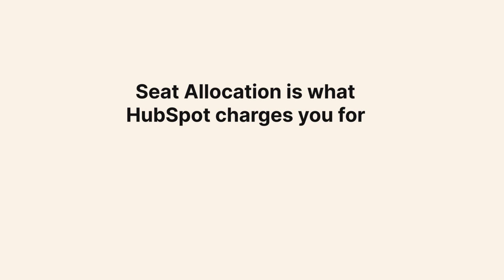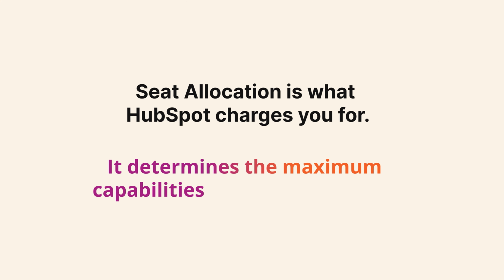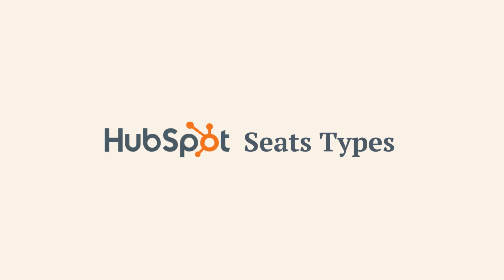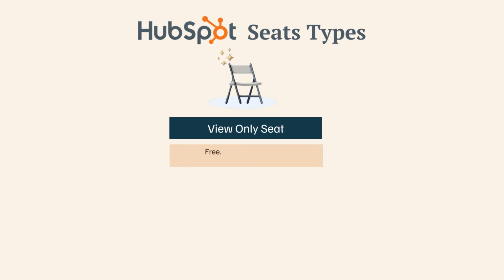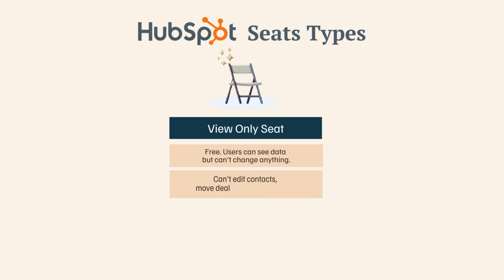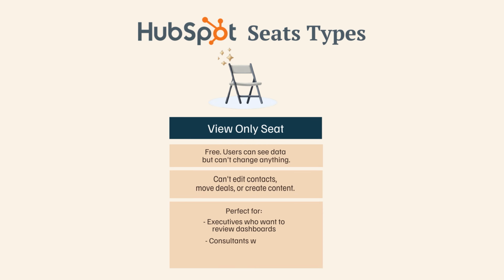So, second one is seat allocation. This is what HubSpot charges you for. It determines the maximum capabilities a user has. And there are 3 seat categories you need to know. First is the view-only seats. These are free so users can see data, but they can't actually change or edit anything like contacts or move deals or create content. So this is great for executives who just want to see dashboards or consultants who need a little bit of visibility without editing anything.